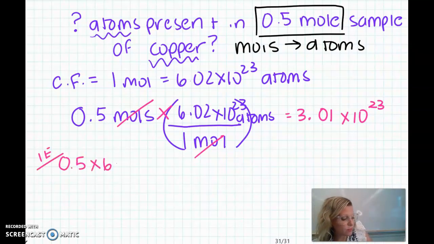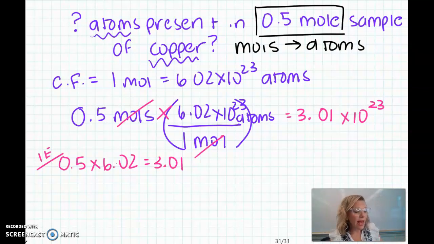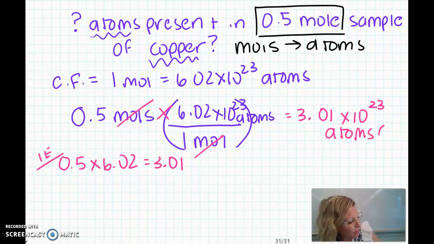0.5 times 6.02 gives us 3.01. The decimal place is still in the same place, so my exponent is still going to be times 10 to the 23rd. If my decimal place moves, that's where things start to get a little more tricky, and we'll try to look at an example like that in just a moment. So we get 3.01 times 10 to the 23rd atoms of copper.